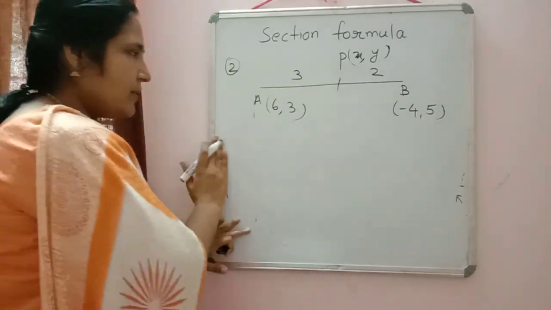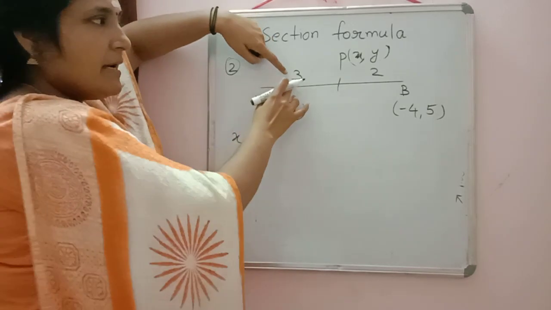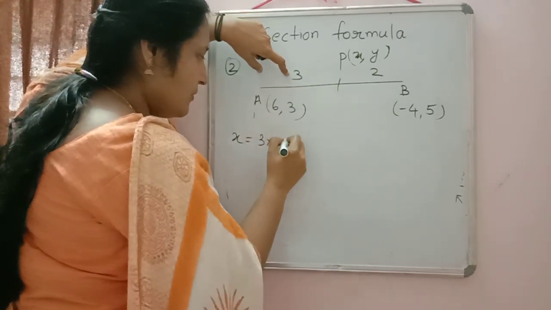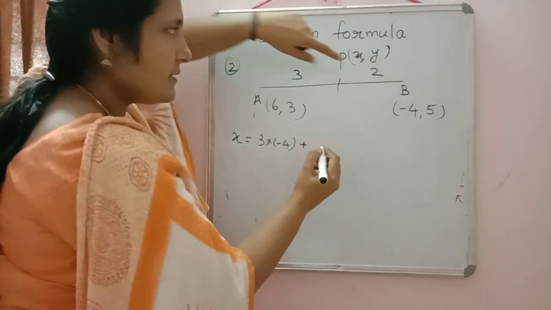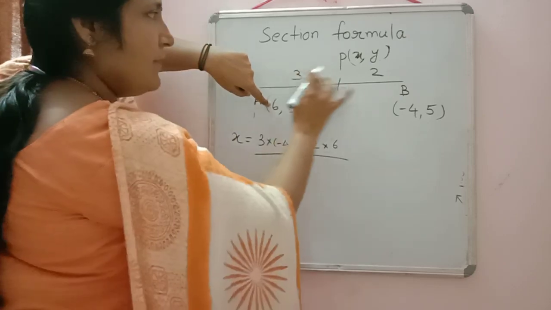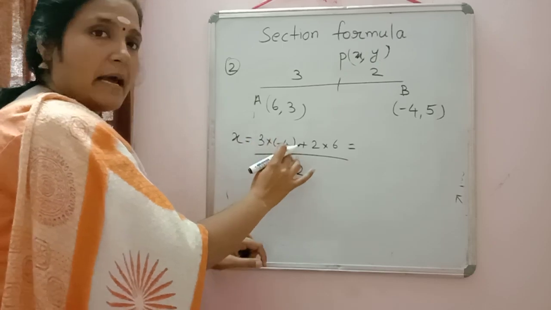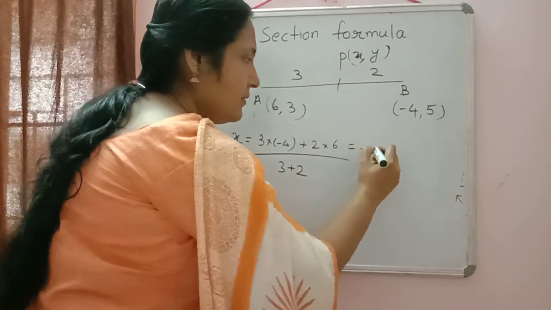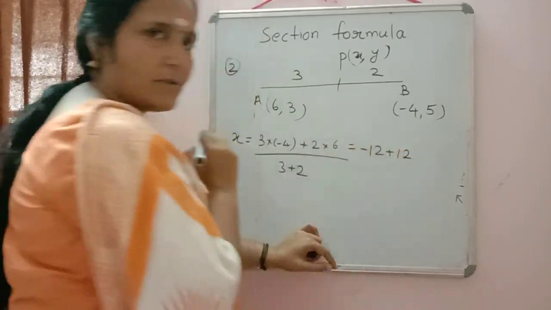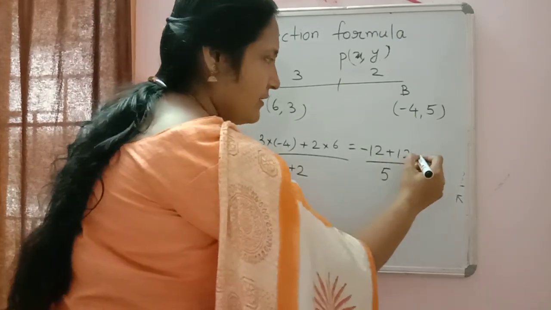Now again, we are going to calculate the x coordinate first. 3 will be multiplied by which coordinate? Yes, minus 4. So 3 into minus 4 plus 2 into 6, by m1 plus m2, which is 3 plus 2. 3 into minus 4 is minus 12, plus 2 into 6 is 12, so minus 12 plus 12 will be equal to 0, divided by 3 plus 2, 5.